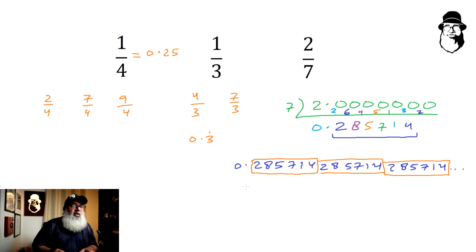Now, if we want to give the full picture, what we do is write 0.285714. We put a point above this 2, and we put a point above this 4. Now there are 2 points, and it's saying that from the first point to the second point, all of this block will keep repeating itself endlessly.